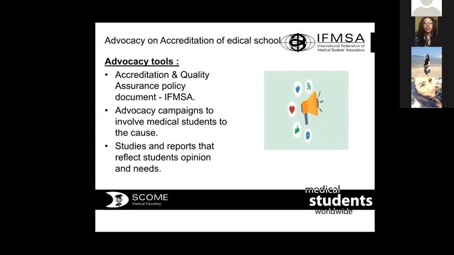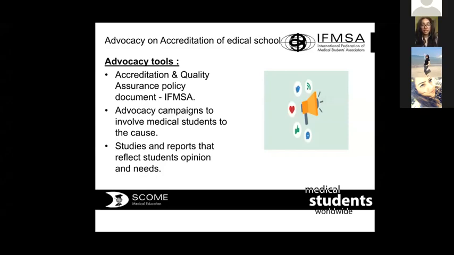So the first thing we can use for advocacy is the accreditation and quality assurance policy documents of IFMSA. You can also find it on the IFMSA website, and I will also be sending the document of the policies to Ruqayya. Okay, what are accreditation and quality assurance policy documents?